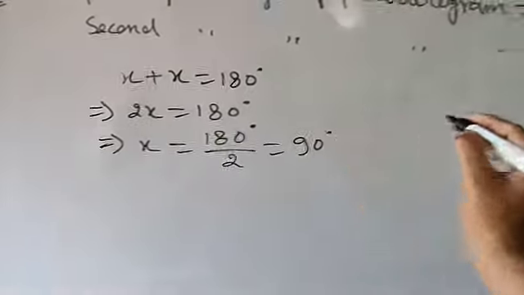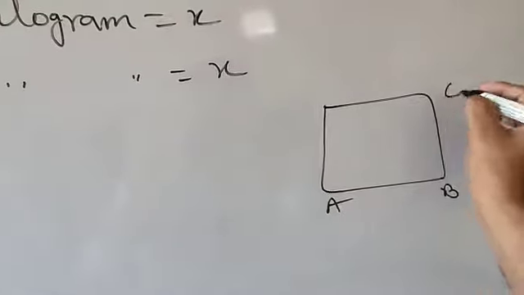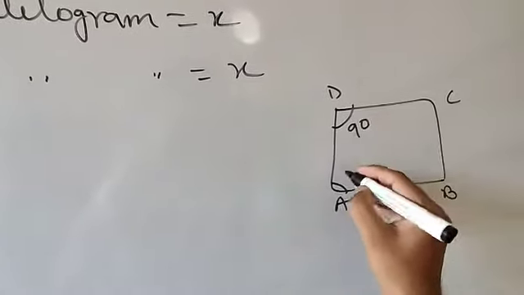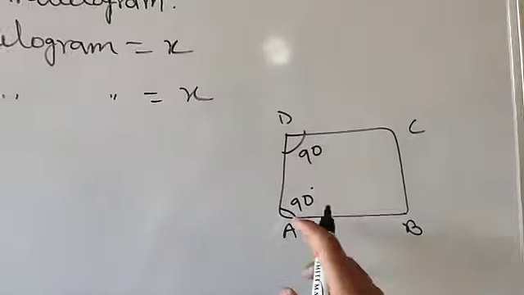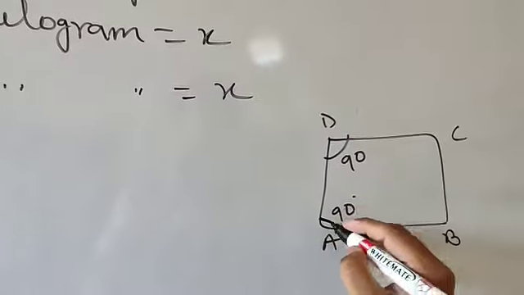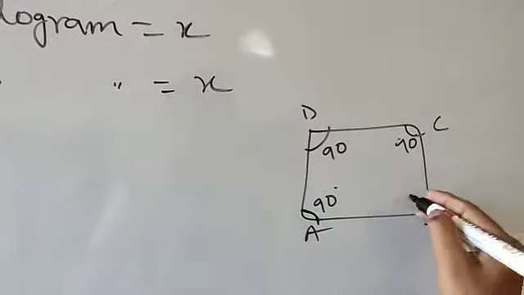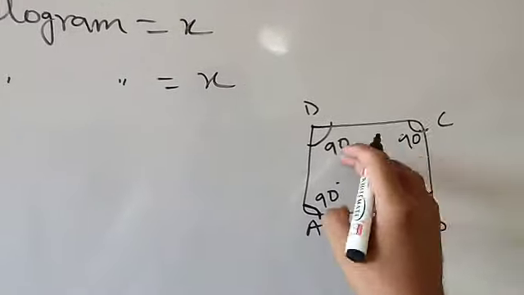So here if I draw a rough diagram, suppose that it is A, B, C, D. So here these two are the adjacent angles. So if it is 90 degrees, then this is also 90 degrees. You know that in the parallelogram opposite angles are equal. So if it is 90, then its opposite will be 90, and if it is 90, then its opposite angle will also be 90. So here all the 4 angles are 90 degrees.